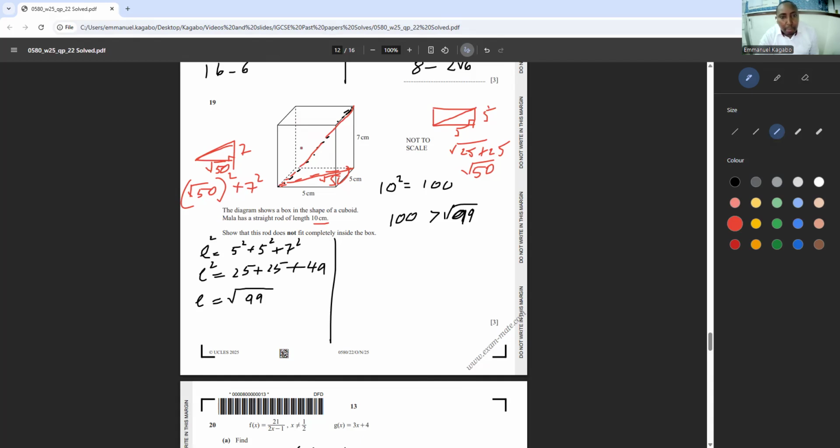But without wasting your time, whenever it's such a question and you're looking for that, just do this squared plus this squared plus this squared and find the square root of that. So if you add, this gives you 50, plus 49, like the way I have it here. So the length of this cuboid's diagonal is going to be square root of 99. But the rod has a length of 10. So that means the square root of 99 is going to be less than 10. So it's not going to fit, because 99 is less than 100. It's not fitting, right? Very good.